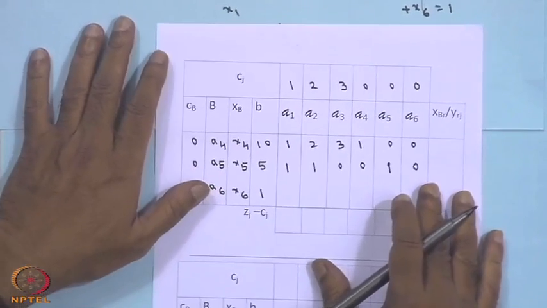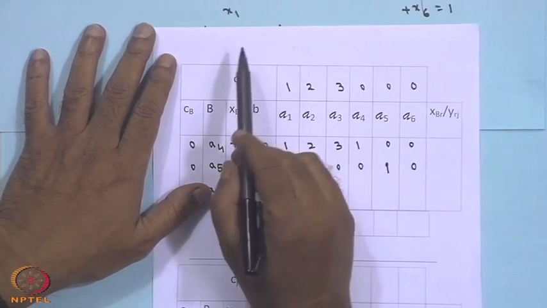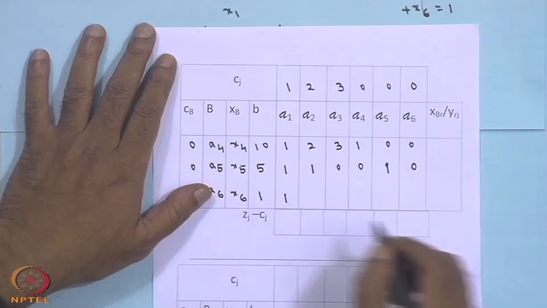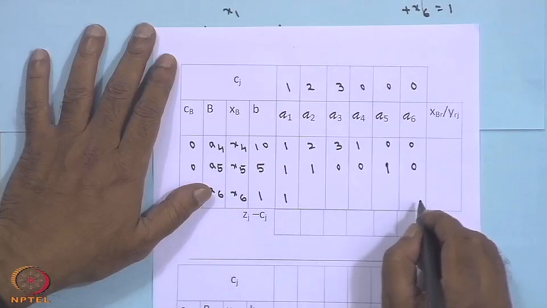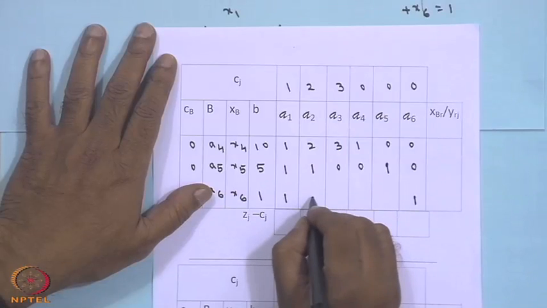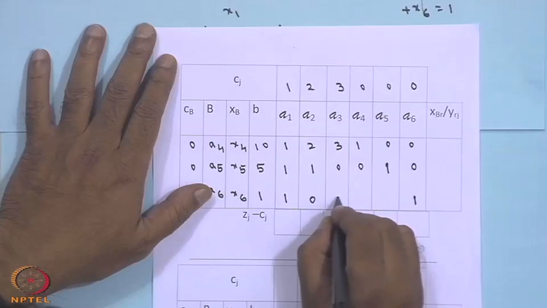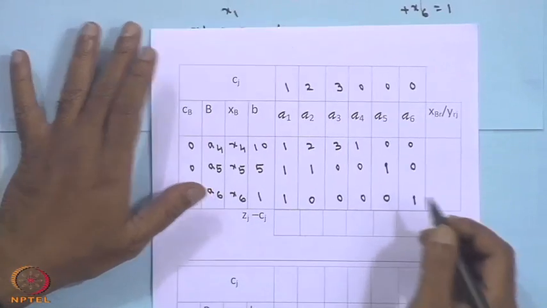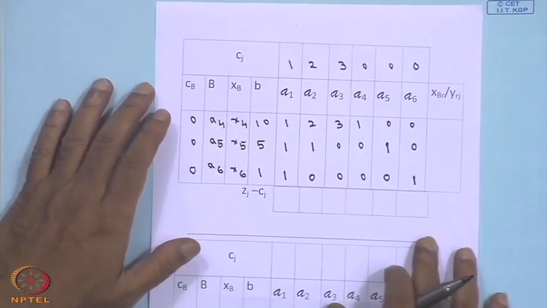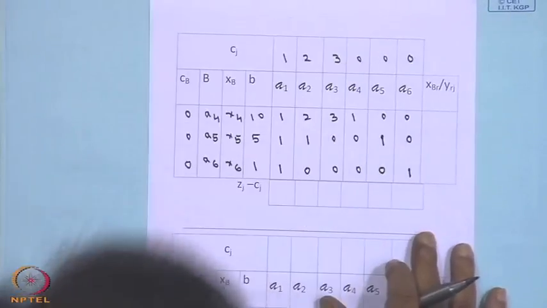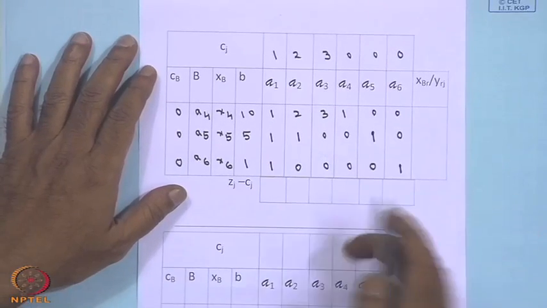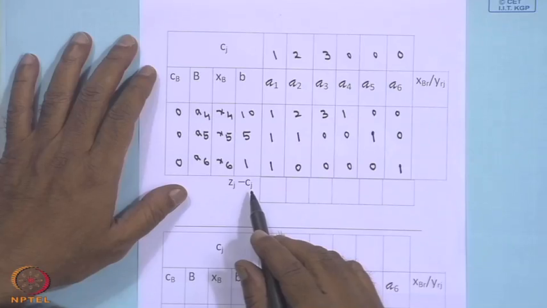So, they will be 0. And for the third constraint, you are having only x 1 and x 6. So, the coefficients corresponding to x 1 and x 6 are 1, whereas for all others, that is A 2 to A 5, it is 0. So, we are writing this. So, from the standard form of the problem, we are first drawing the initial simplex table. Now, we will calculate the Zj minus Cj value.